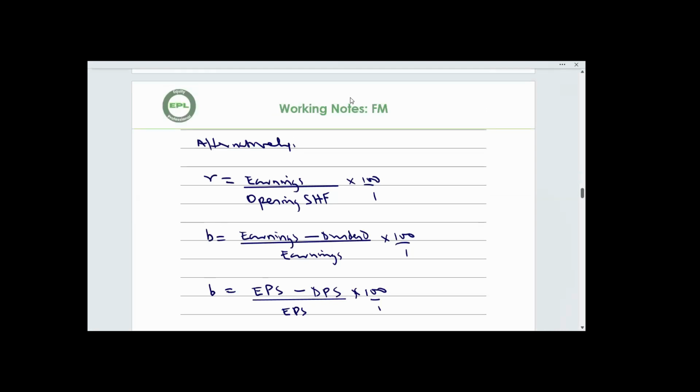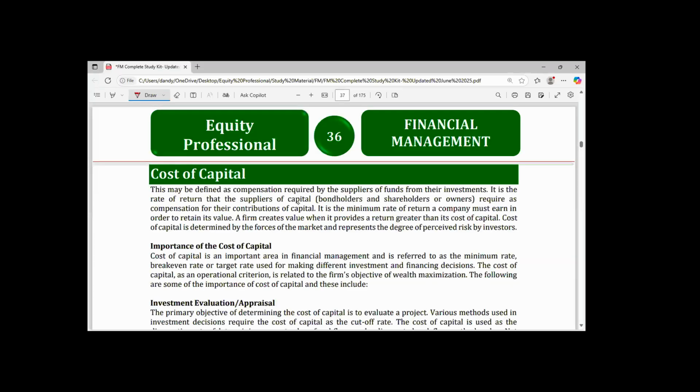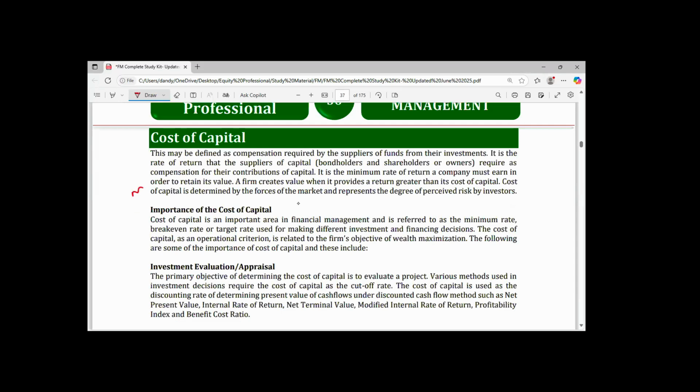Let me stop sharing this and switch to the material. We're almost done, just 1 minute. I want to ensure that I'm not missing anything. Cost of capital is on page 37. So we have talked about this.